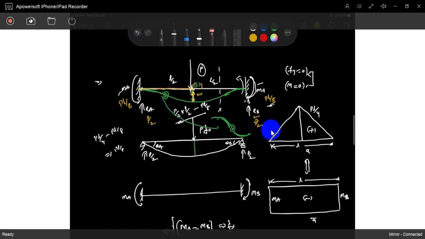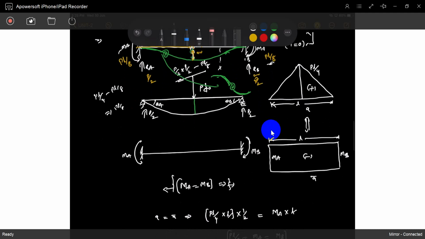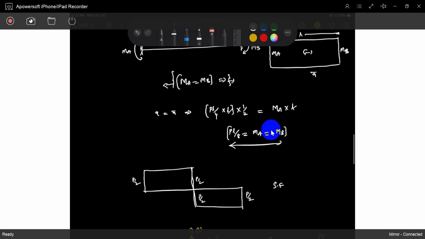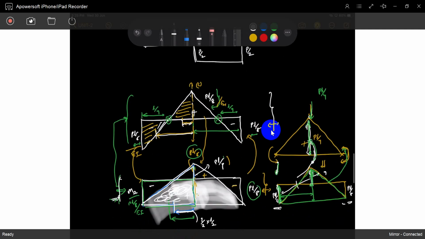First, I will choose one fixed beam, but it is exactly symmetrical. Suppose the force is applied at the center. That's why MA is equal to MB. It is an extra equation. So we will use only one equation: the areas of the bending moment diagrams are equal. Based on that, we find out MA and MB. We draw the bending moment diagram.